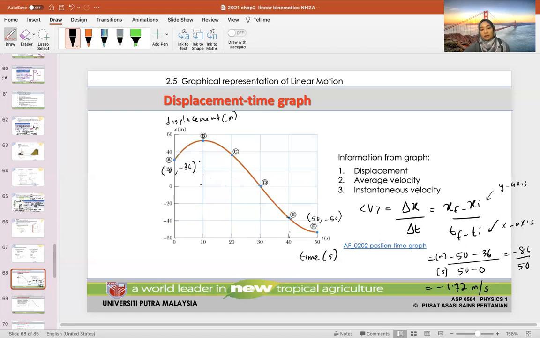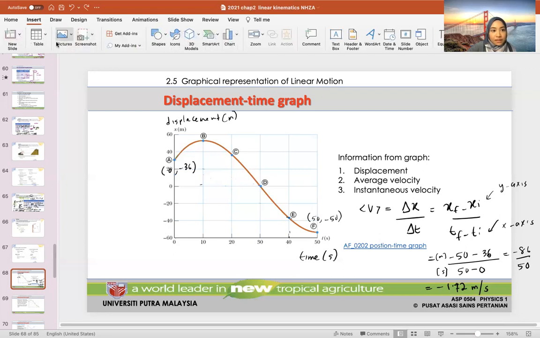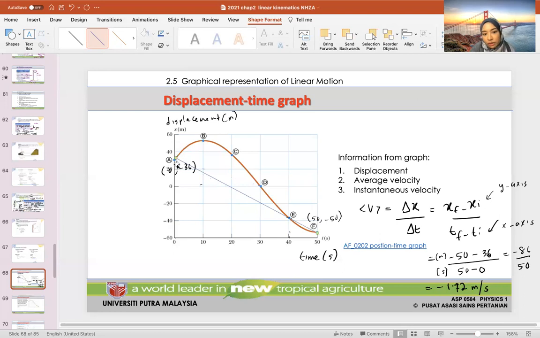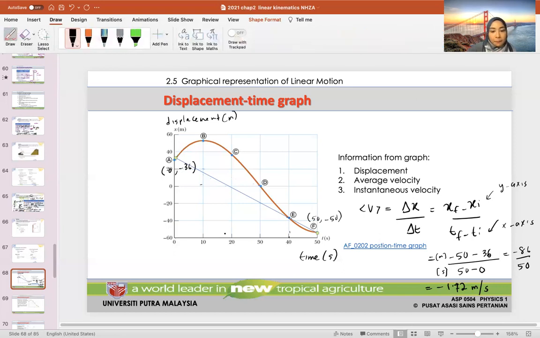Okay, thank you guys. So average velocity, bila kita nak lukis garisan average velocity, it goes from here to here. Let me use this guy. Sorry I'm taking my time pula dengan benda ni, tapi it's important. When we try to find the average velocity, what am I trying to find? I'm trying to find the gradient.